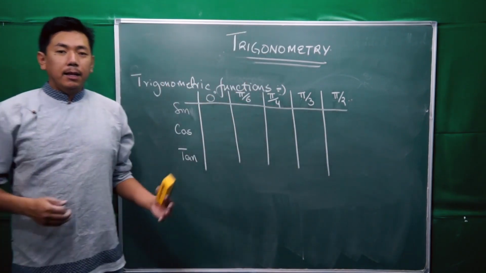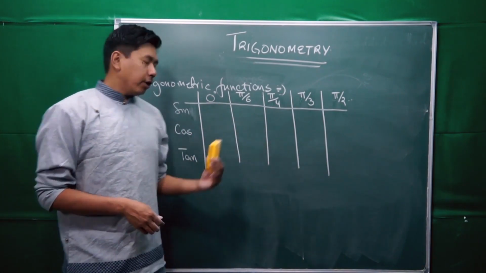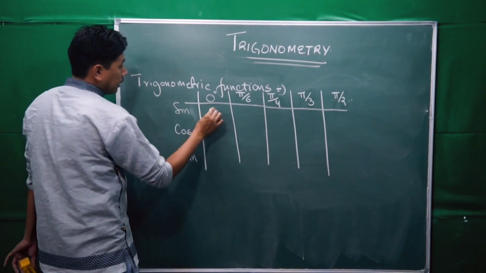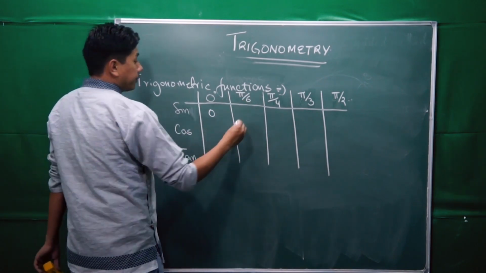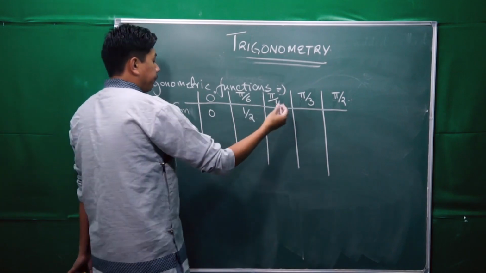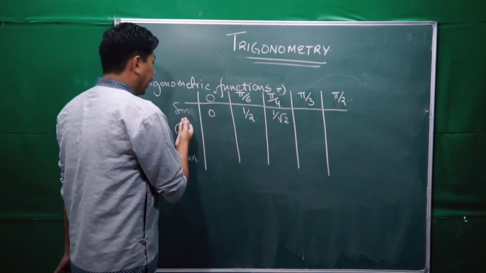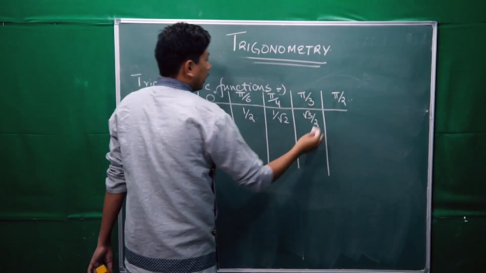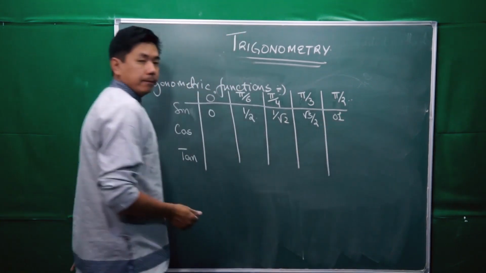What does sine for certain angle hold? What does cos for certain angle hold? Okay. For example, for sine 0, it would be 0. Clear? Okay. Sine pi by 6, it would be 1 by 2. Alright. Sine pi by 4, it would be 1 by root 2. Clear? For sine pi by 3, it would be root 3 by 2. And for sine 90, it would be 1.